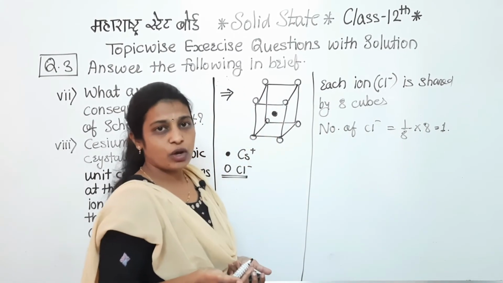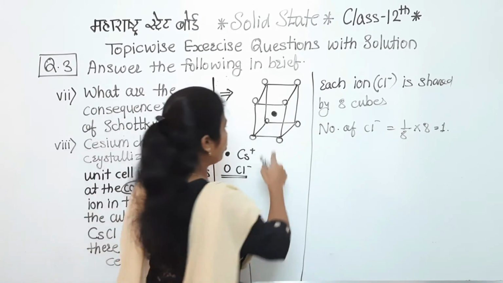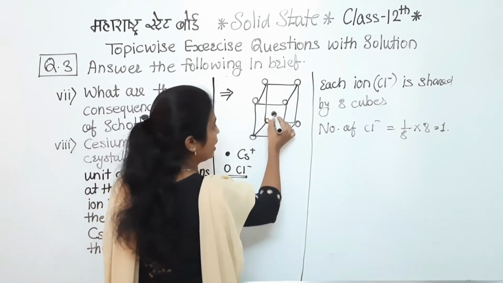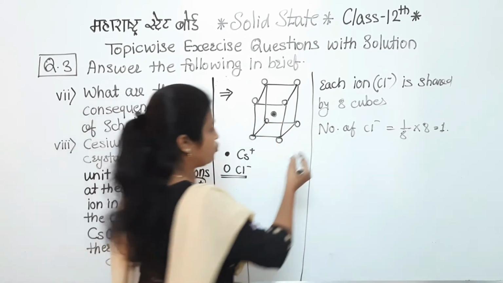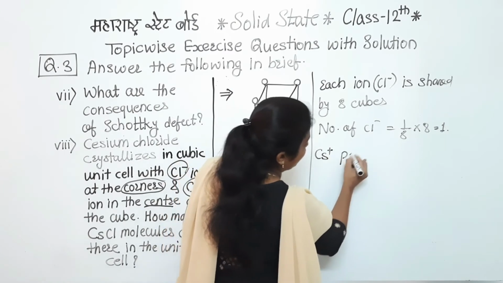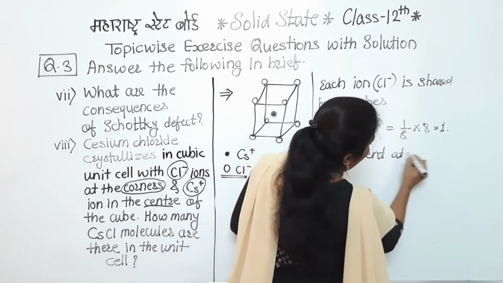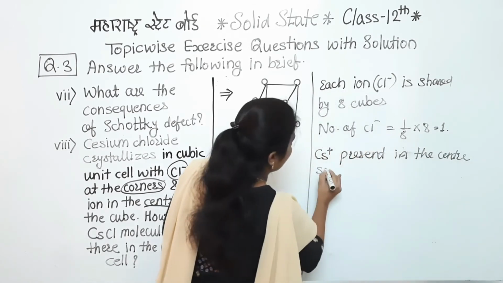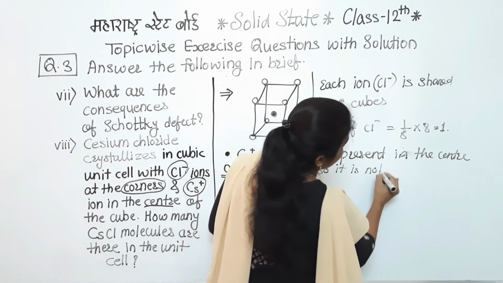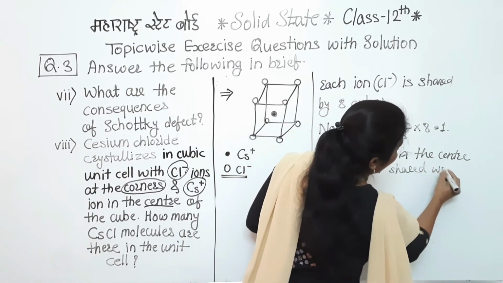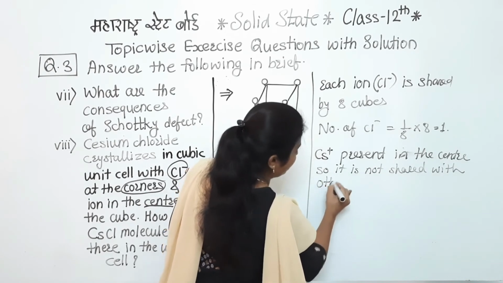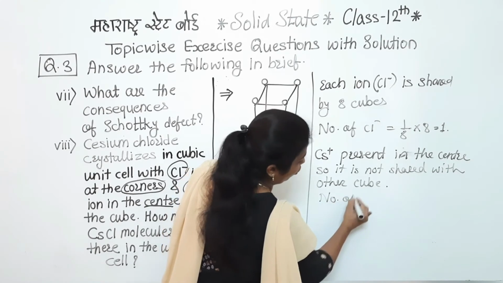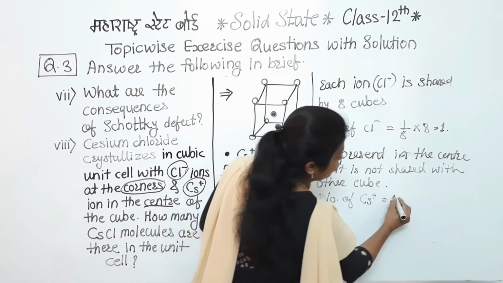Means number of Cl minus, how many will be there? That will be only 1. What about the cesium? Cesium plus is present at the center, and because of that it is not shared with the other cube. So we are writing here cesium plus present in the center, so it is not shared with other cube. So here we can say that number of cesium plus is equal to 1.